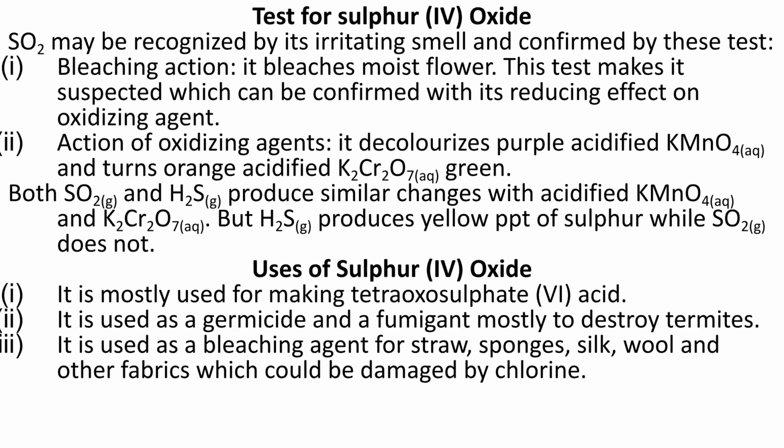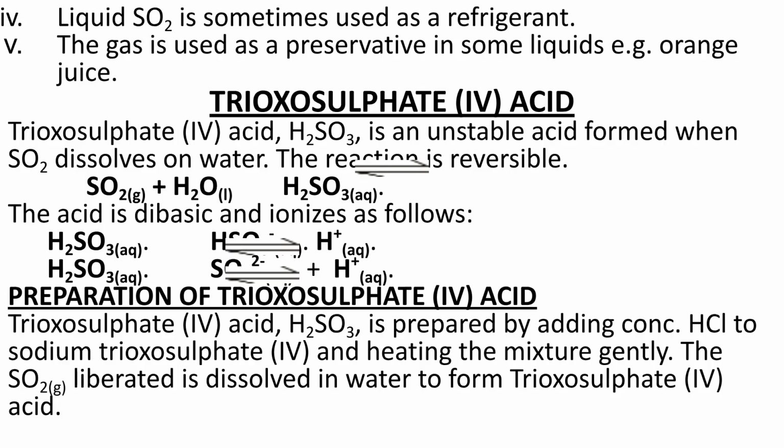Sulfur IV oxide is recognized by its irritating smell and confirmed by its bleaching action on moist flowers and its reducing effect on oxidizing agents. Uses include making tetraoxosulfate VI acid, acting as a germicide, fumigant, and bleaching agent for fabrics like straw and silk. Liquid SO2 is sometimes used as a refrigerant or a preservative.